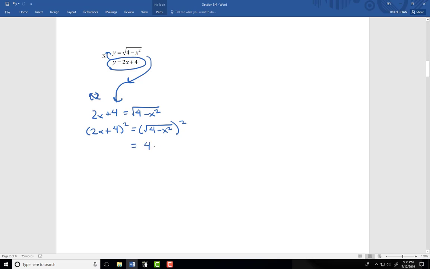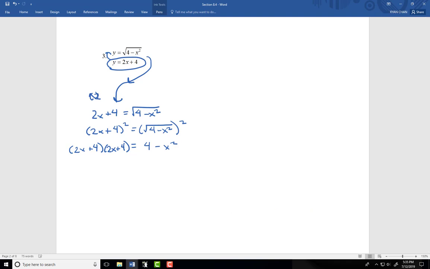This is 4 minus x squared. Okay, right? I square both sides. Now, if I'm squaring both sides here, I'm going to FOIL this. As you can see, as we're working along, it's a lot like problems we've done. So the difficulty is not necessarily anything new.